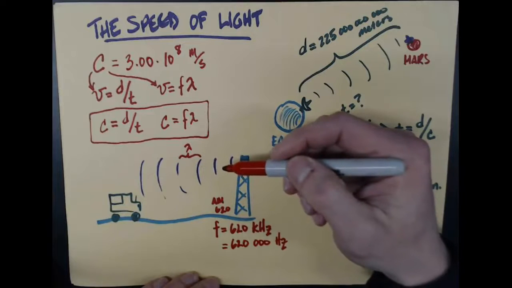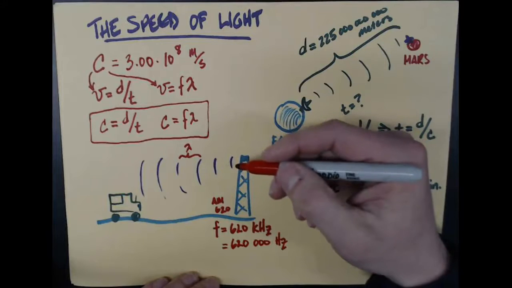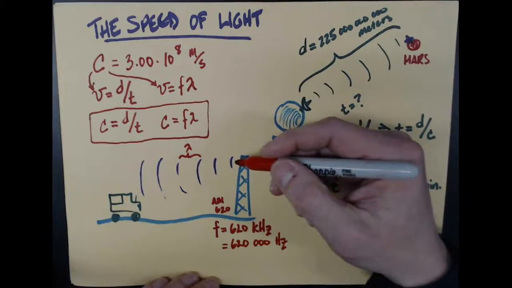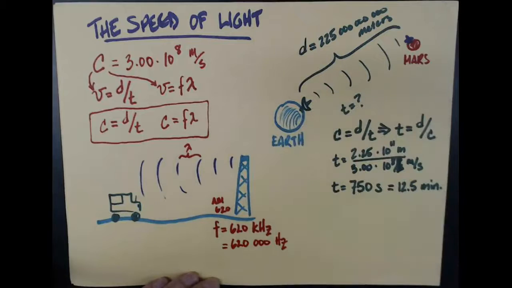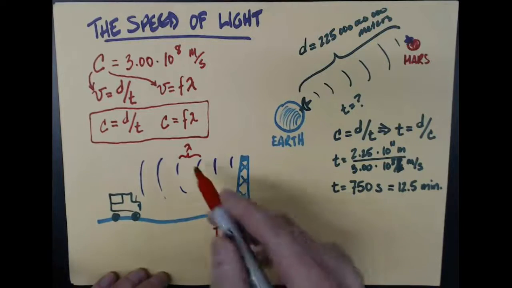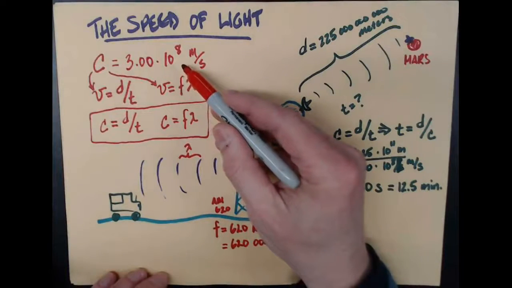Well, you may know that the wavelengths for AM radio are pretty long. If you've ever driven under a bridge and sometimes lost signal, it's because the bridge is interfering with it because they're of a similar size. So that can be kind of a problem. So let's take a look at it here. The frequency is 620,000 hertz. We know that the speed of light is 3 times 10 to the 8th meters per second.